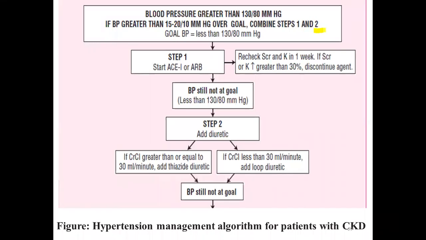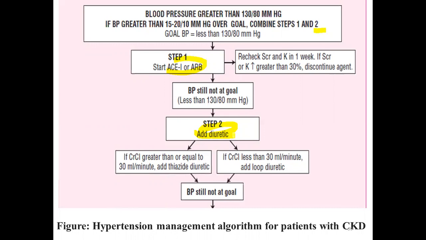So step 1 and step 2 means combination of ACE inhibitors or ARBs, and diuretics should be considered. If the blood pressure is above the goal by 15 to 20 systolic or 10 diastolic, we can actually combine step 1 and step 2. But mostly, ACE inhibitors are the drug of choice. And if we don't achieve the target goal, we need to add diuretics.